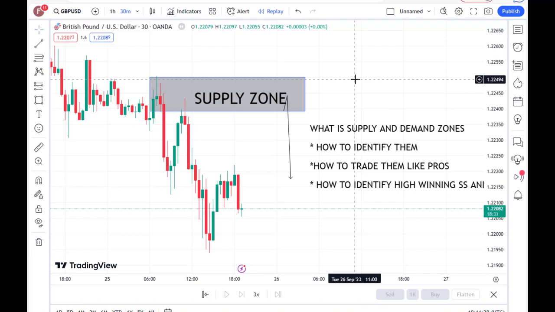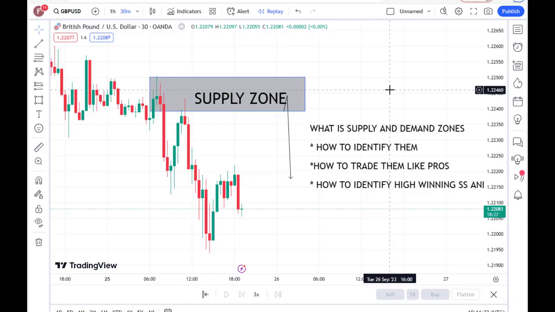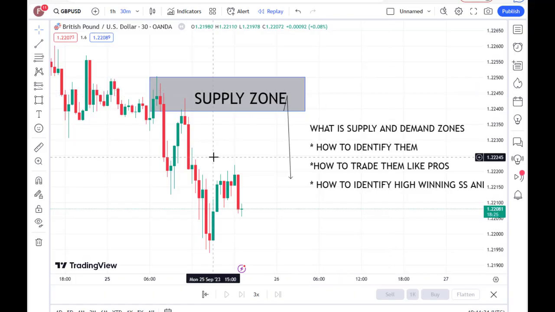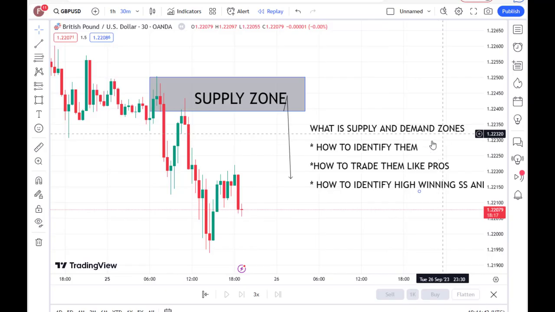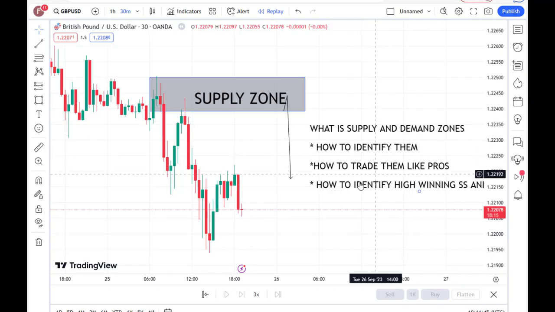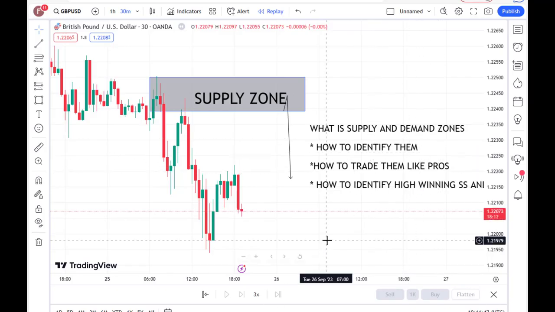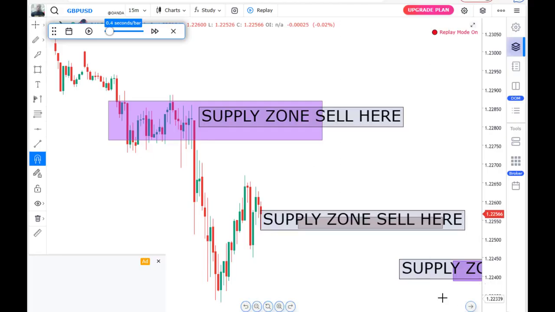So trading demand and supply zones is one of the best ways to catch very violent moves in the market. This is because these zones are usually accompanied by banks and institutions, where many people want to be entering. So we'll be looking at what supply and demand zones are. I'll show you secrets on how to identify them, how to trade them like the pros, how to identify high winning probability demand and supply zones, guys.